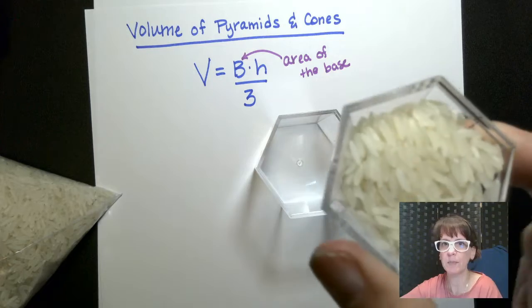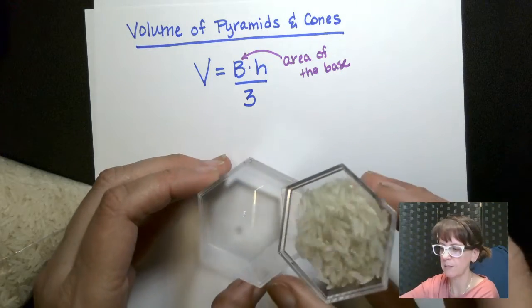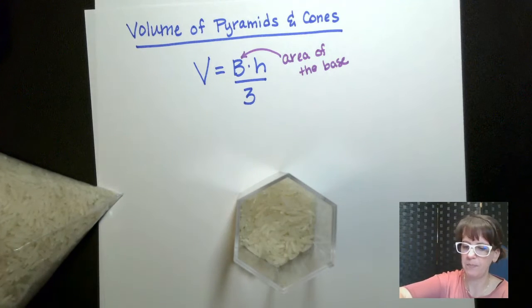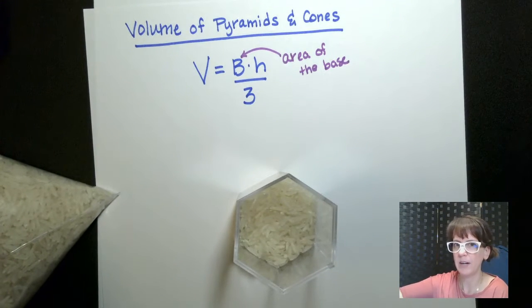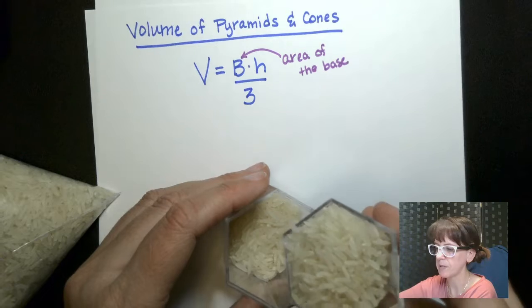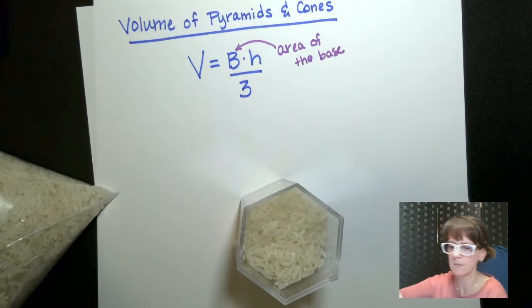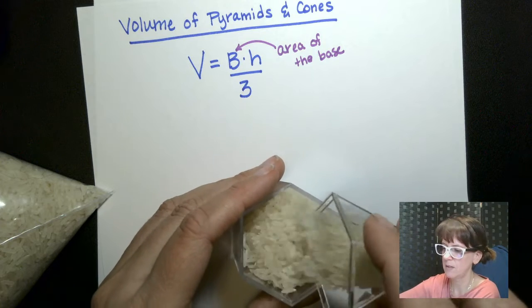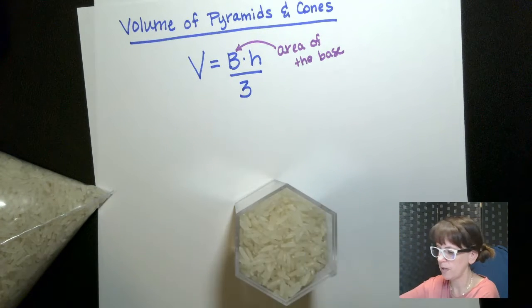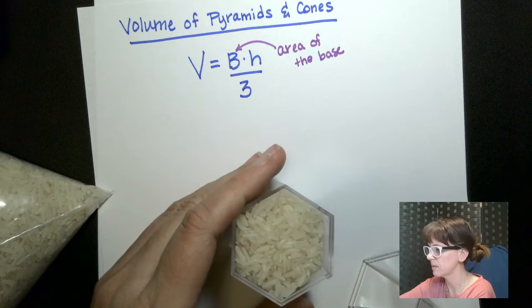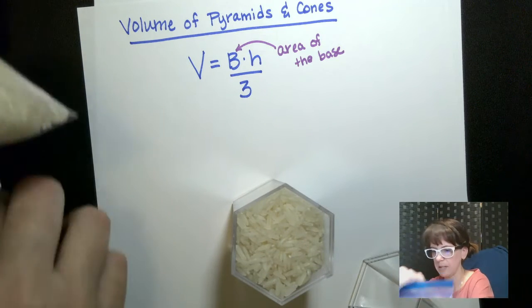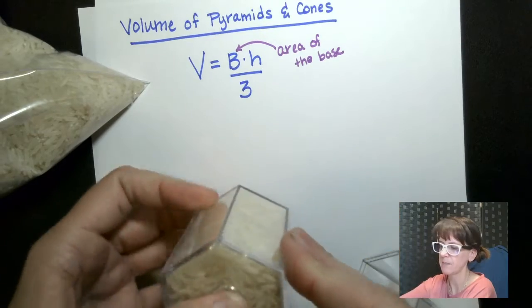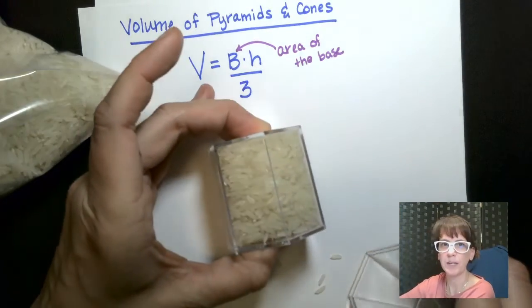If I take this pyramid here and I pour that into my prism, there's one. And then I take it and I pour this into my prism again. That's 2. And that's 3, if you can manage my pouring skills here. They are not the best. Okay, I'm gonna leak rice everywhere.